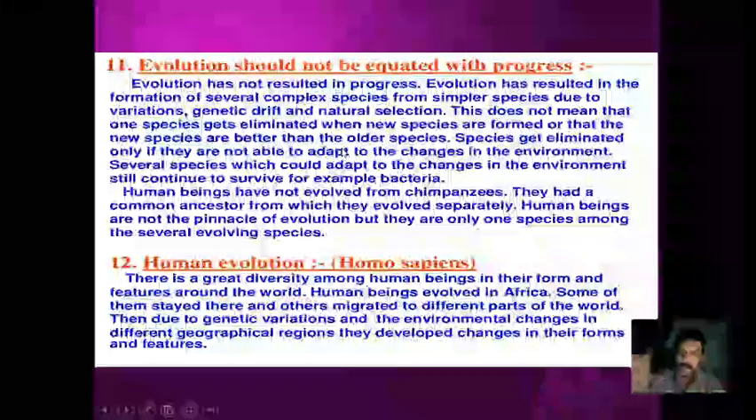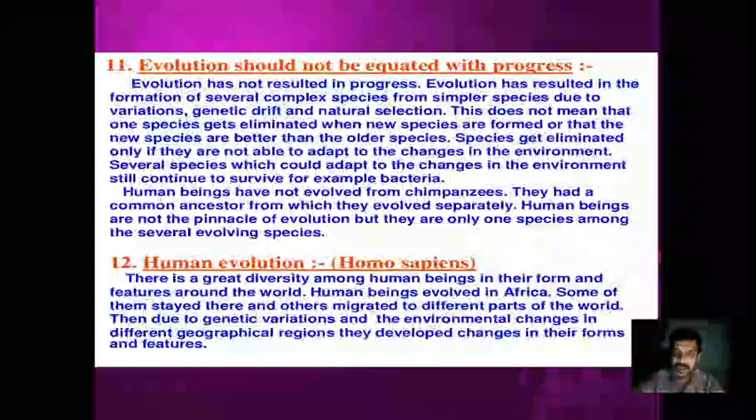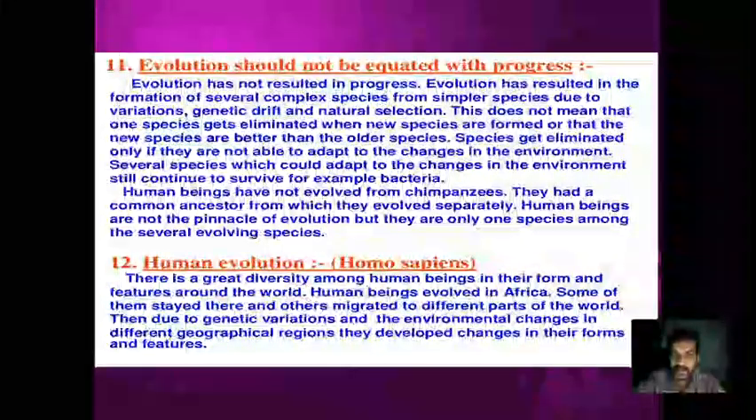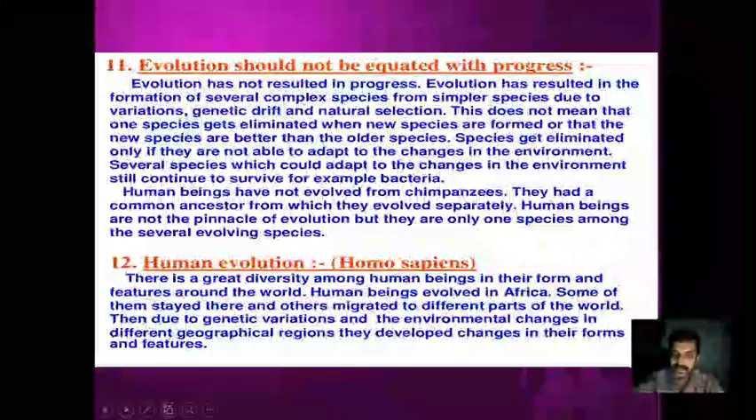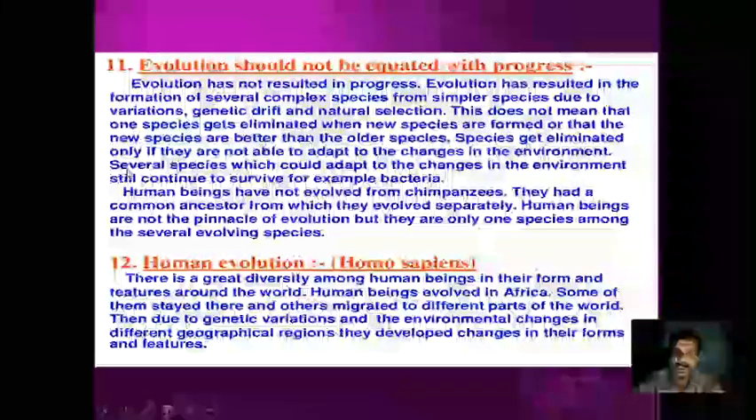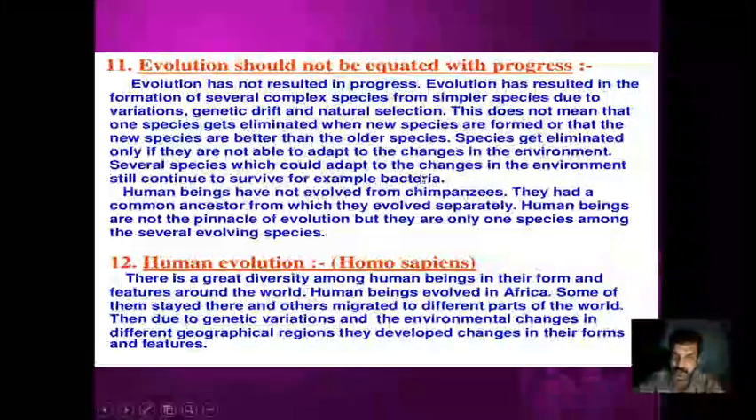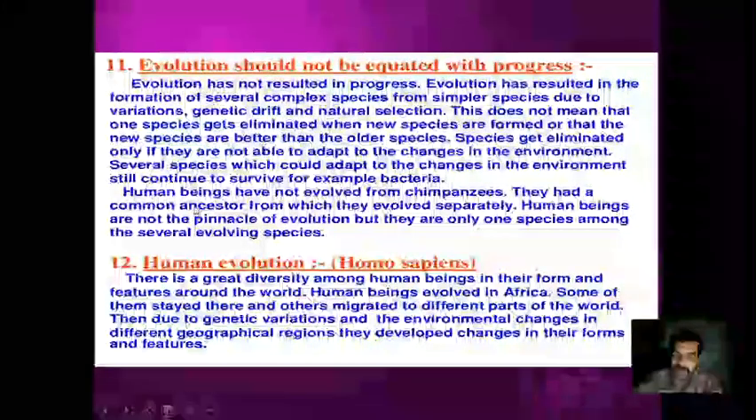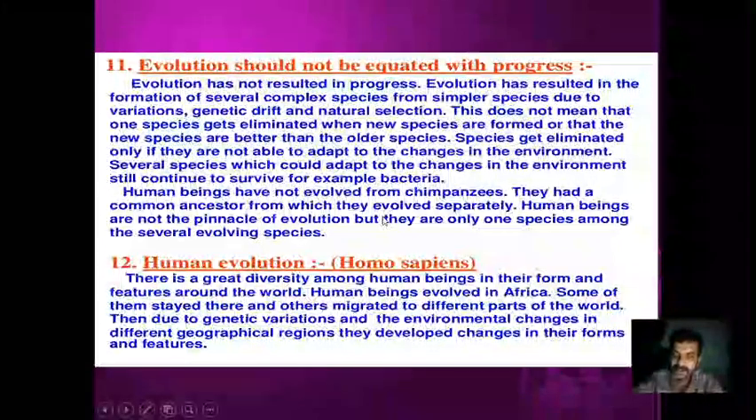From a particular ancestor a different species will evolve, and if they are selected, if they have suitable variations, they can survive, right? Species get eliminated only if they are not able to adapt to the change in the environment. They are going to be eliminated. Several species which could adapt to the changes in the environment still continue to survive. For example, bacteria can even survive.